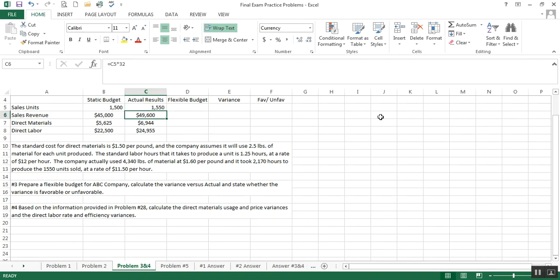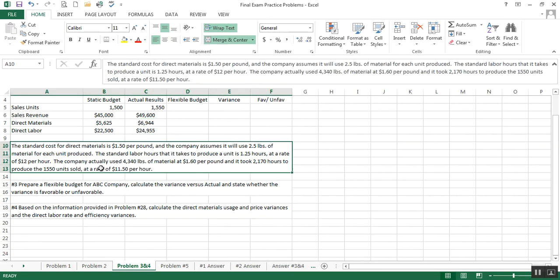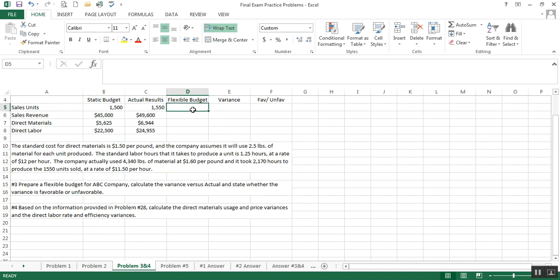Our actual results tell us that we actually sold 1,550 units. Our revenue was $49,600. Our direct materials cost $69.44, and our direct labor cost $24,955. The assumptions here say that the company actually used 4,340 pounds of material at $1.60 per pound, and it took a total of 2,170 hours to produce those 1,550 units sold at a rate of $11.50 per hour. If we were to compare just these two, we would assume that our revenue would be up and our costs would be up because we sold more than we thought we would.